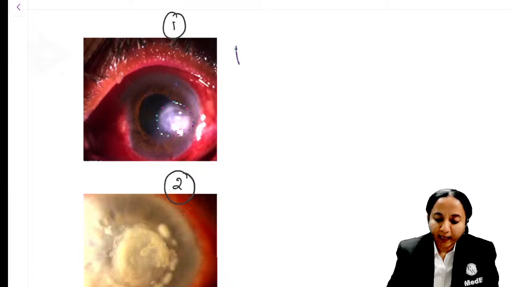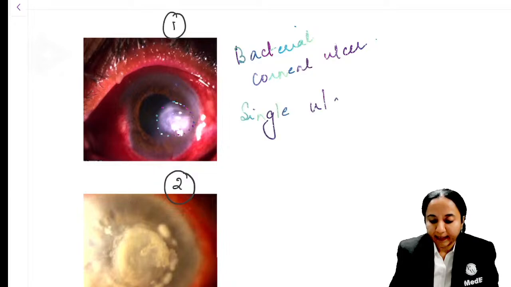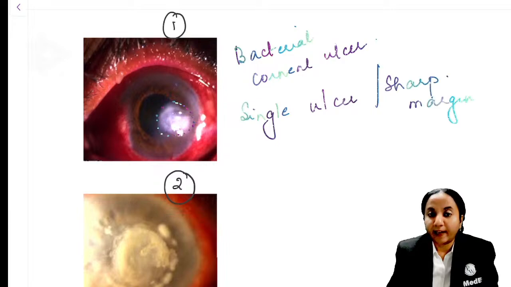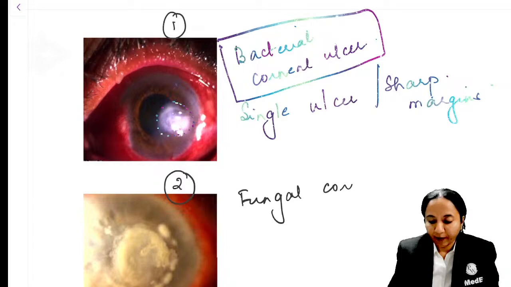Correct. Picture number 1 is a bacterial corneal ulcer. Good. But why are we saying that this is a bacterial corneal ulcer? Because see, it is a single lesion, a single ulcer. And look at the margins. The margins are reasonably sharp. So a single ulcer with well-defined or sharp margins, that's why we are calling this a bacterial corneal ulcer. And why are you saying that number 2 is a fungal corneal ulcer?